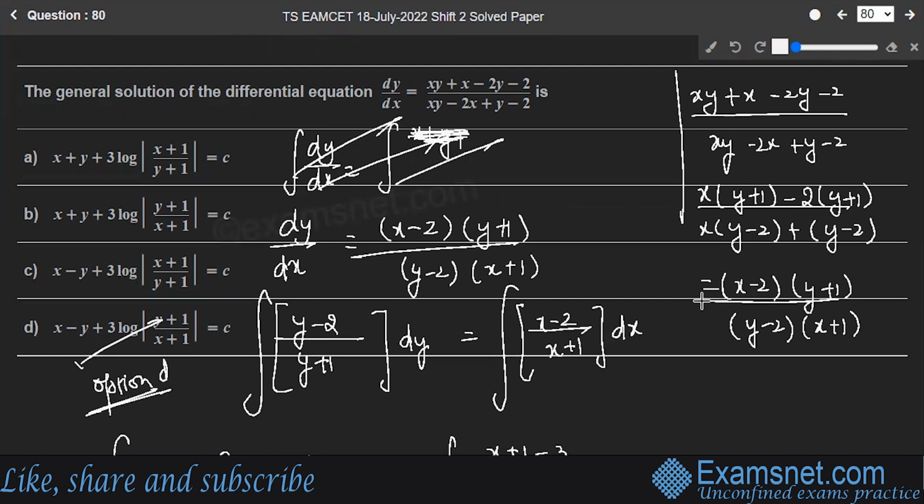Hope you understood this. So students, with this, we have completed all the 80 questions of this mathematics paper.